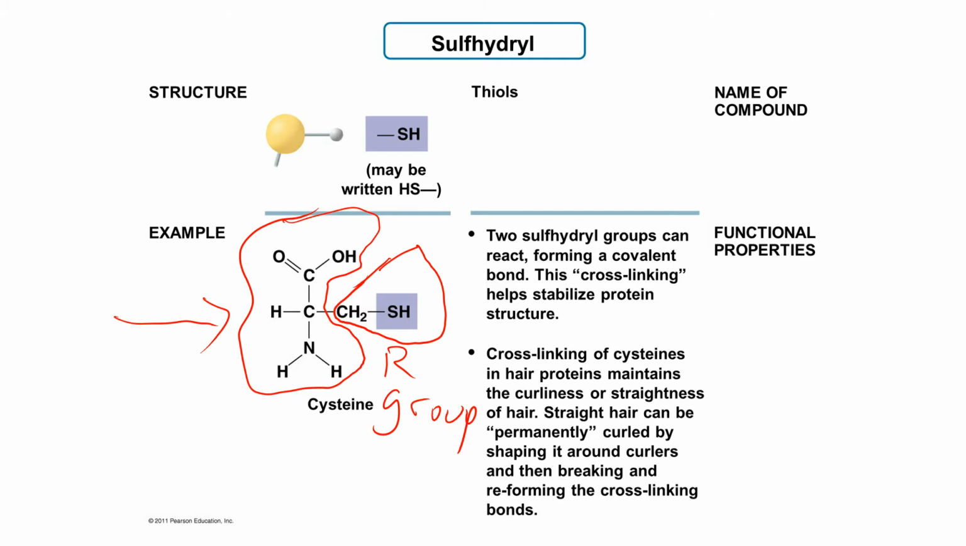Now, what's cool about sulfhydryl groups? Well, sulfhydryl groups can interact together, and they can basically cross-link through their sulfur atoms and form stable covalent bonds. And so when you're talking about proteins, you can have the formation of covalent bonds between two different cysteine amino acids in different parts of the protein. Later on we'll talk about protein structure, and this is going to be important later.